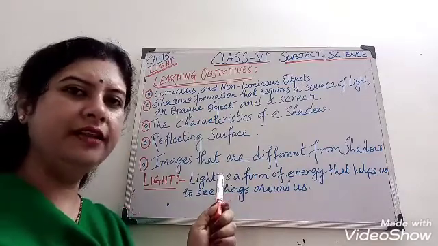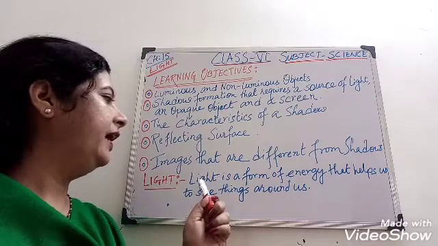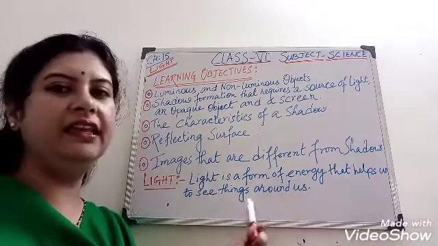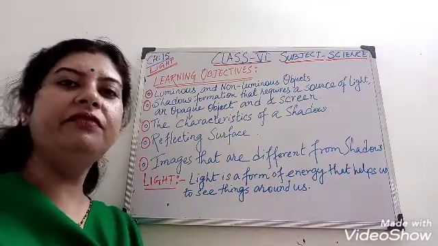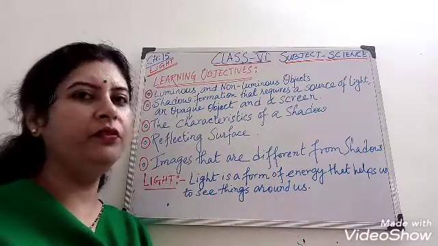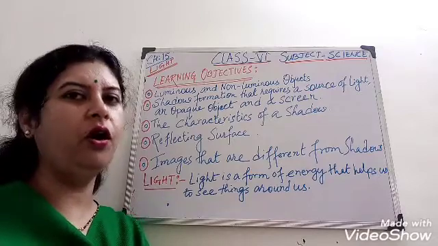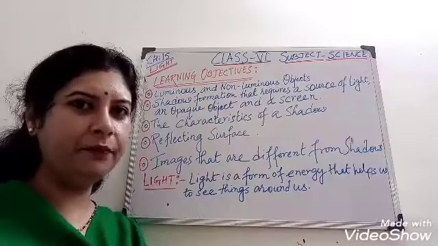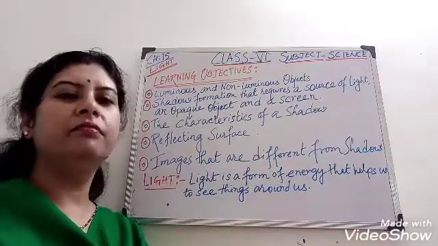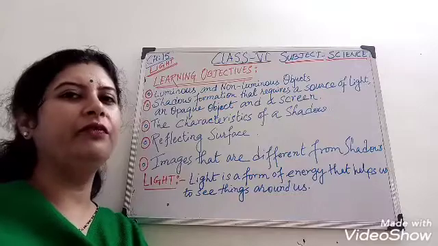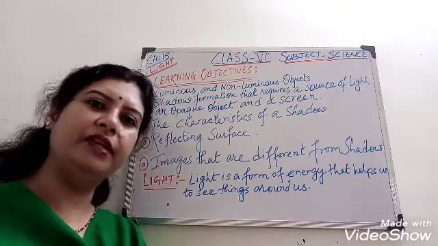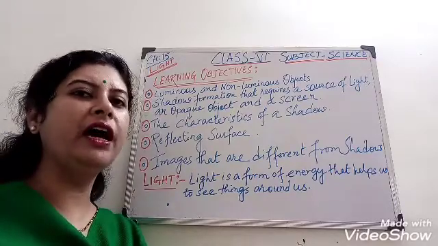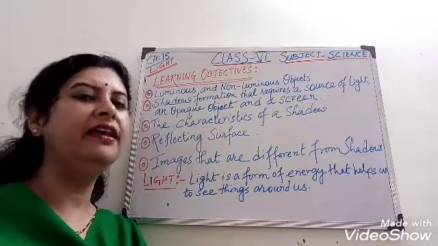First, let's start. What is light? Light is a form of energy that helps us to see things around us. If there is no light, then we are unable to see or find out any object, because whenever light is present, it reflects on that object and we are able to see that particular object. Now you can understand why we are not able to see anything in the dark.